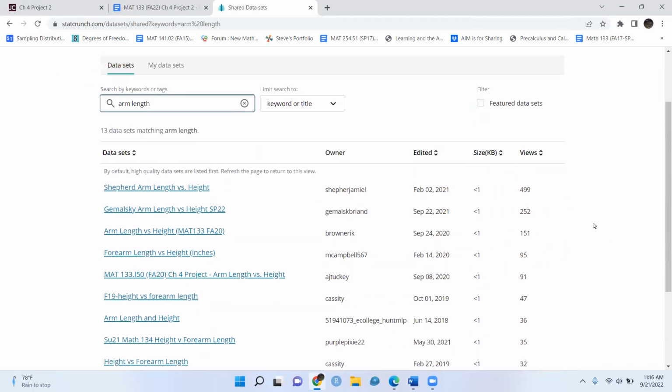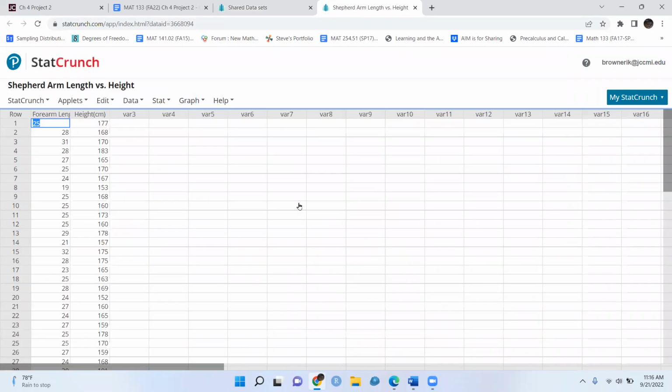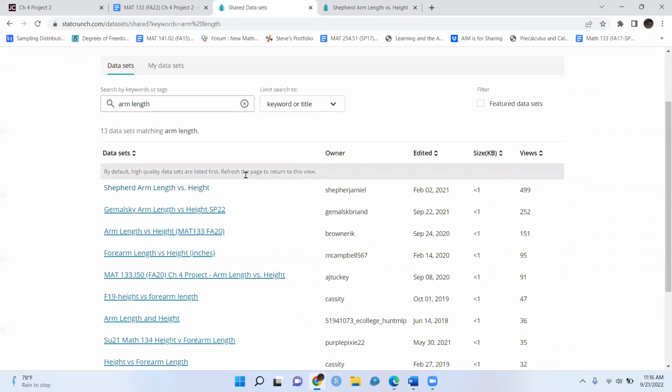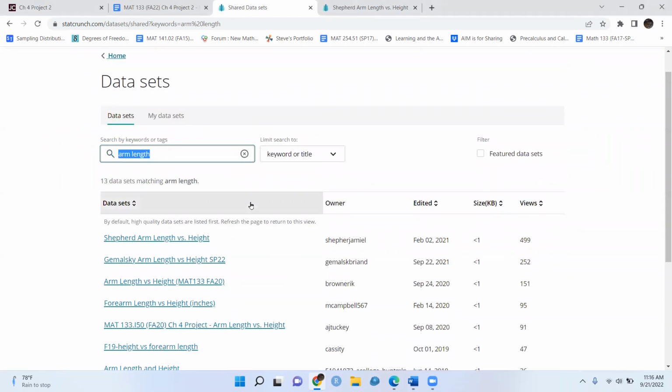And let's use Shepherd arm length versus height. Here's an old one I use, but let's ignore that one. Let's see if this one looks okay. Yeah. Oh, this is a beautiful data set. Look at that. Lots and lots of data. So I just searched for arm length here, and then I picked Shepherd arm length versus height.